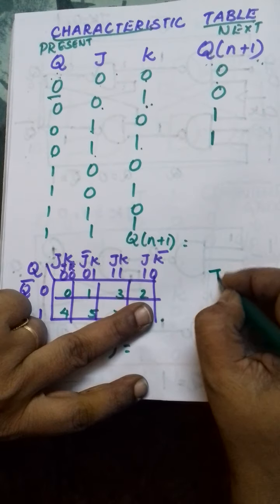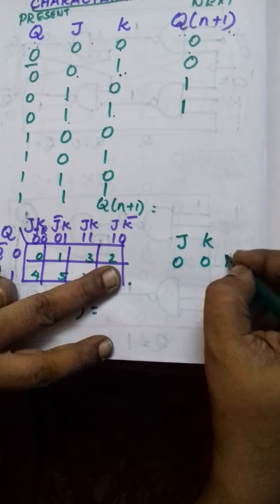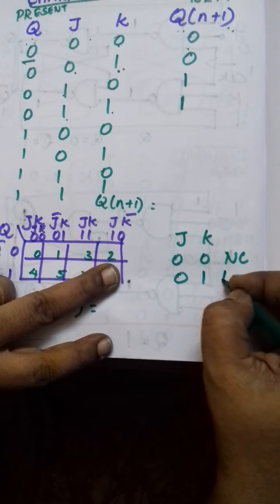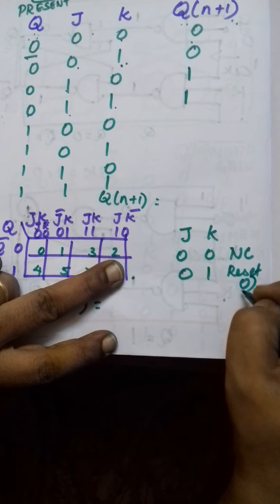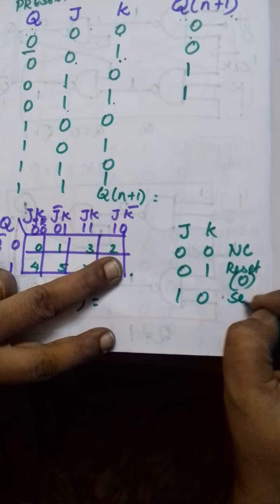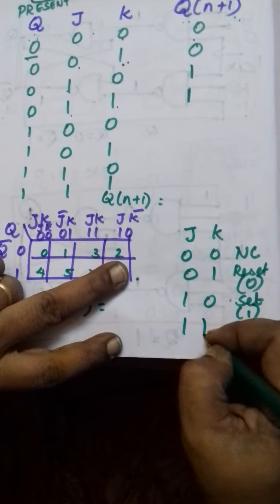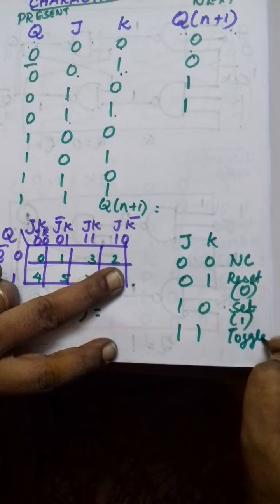Okay, so before that, let me write down the truth table over here. 0 0, no change. 0 1 is going to be reset, that is, the output will always be 0. 1 0 will be set, that is, the output will always be 1. 1 1 will be toggle. Okay, toggle you already know.